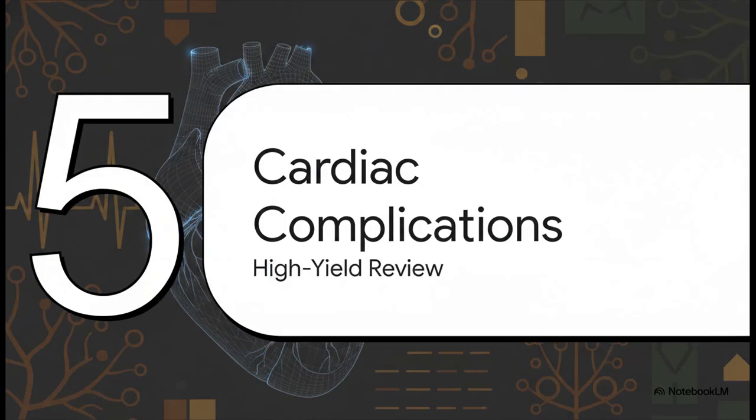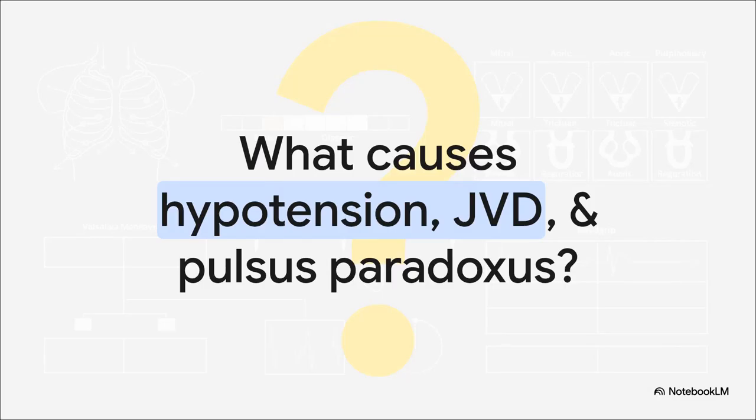Section 5. High-yield cardiac complications. We're going to wrap up our triage overview by looking at some highly lethal cardiac complications where immediate recognition literally saves lives. So picture this. Your aortic dissection patient suddenly develops severe hypotension, jugular venous distension, and pulsus paradoxus, which is a fall in systolic blood pressure of greater than 10 millimeters of mercury during inspiration.